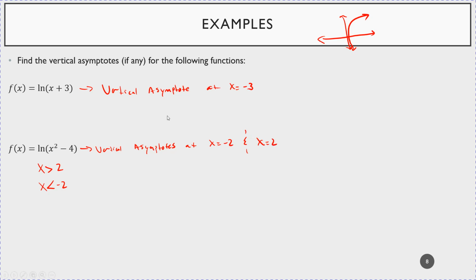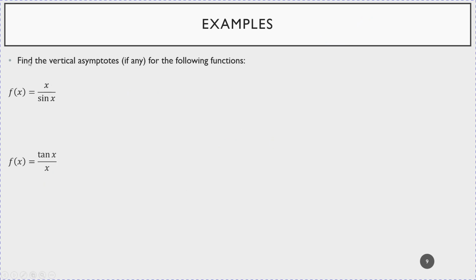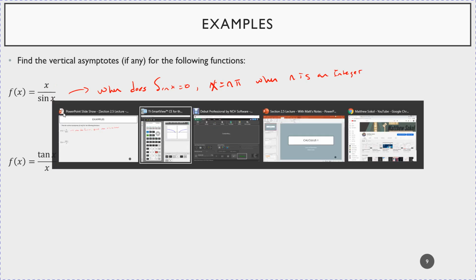Let's end by looking at some trig ones here. Okay. So f of x is equal to x divided by sine of x. Well, look, when does sine of x equal 0? So when does the denominator equal 0? It occurs at 0, pi, 2 pi, and so on. So it occurs when x is equal to n pi, when n is an integer. But here's the thing, when n is 0, you get 0 over 0, right? So remember, you can't have 0 over 0 for a vertical asymptote.